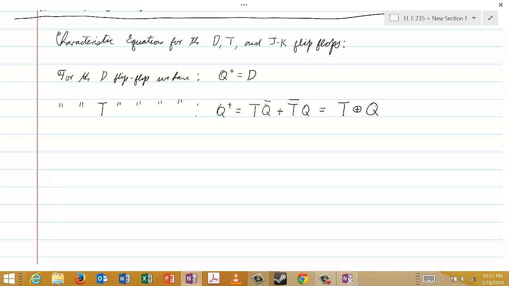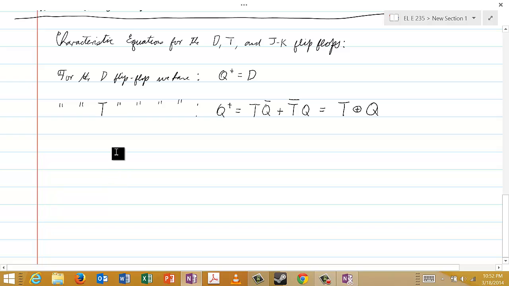Now, the second part of that equation there, where we say that T Q complement OR T complement Q is equal to T exclusive OR Q, that's just a definition, so there's not really anything to understand there. But let's see if we can understand this first part of the equation. Why is this expression here a valid expression for the next value of Q when we have a T flip-flop?